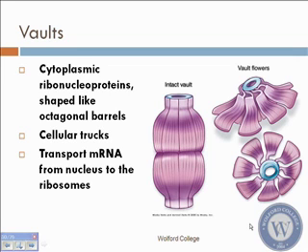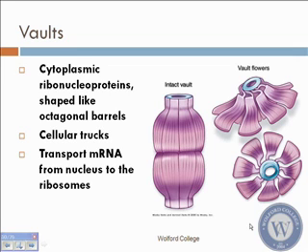That transport mechanism is called a vault. It's actually a protein. It's made of what's called a cytoplasmic ribonucleoprotein that's basically shaped like an octagonal barrel. And what it does is unfold and accept the messenger RNA, and then it refolds over it.